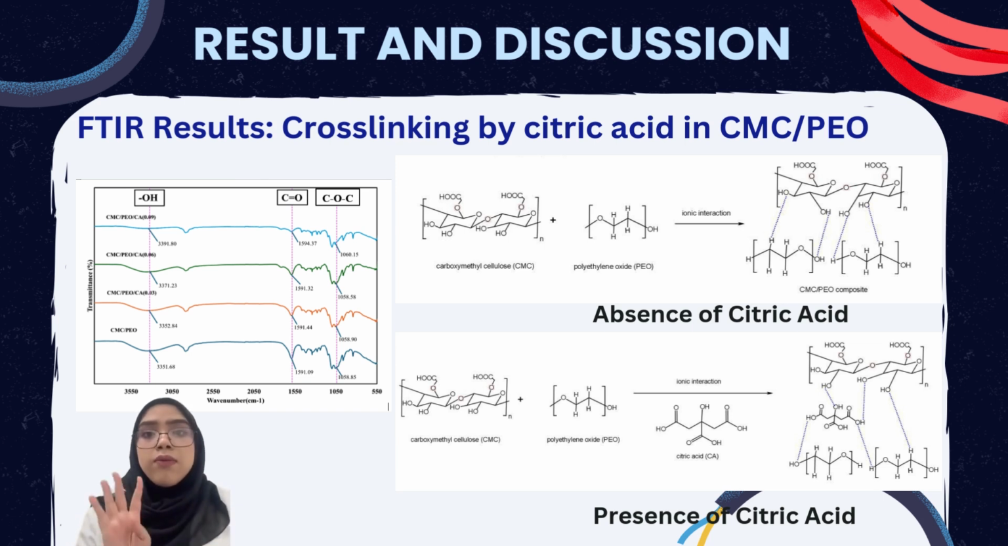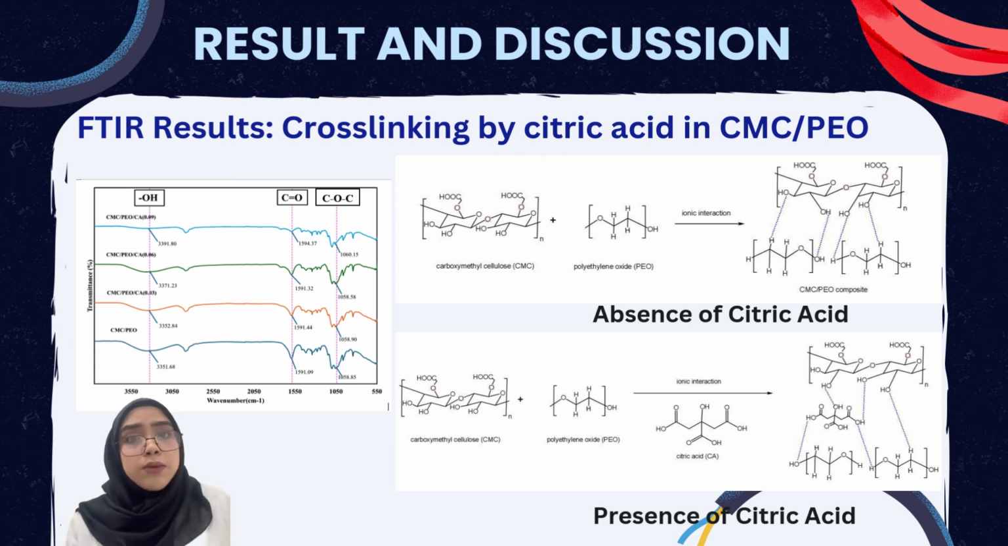We are analyzing 4 samples: one without citric acid and 3 with citric acid. OH has a significant shift, so we can say there is formation of hydrogen bonds at the OH group, while at COO and COC there is no significant shift, which indicates no formation of hydrogen bonds.